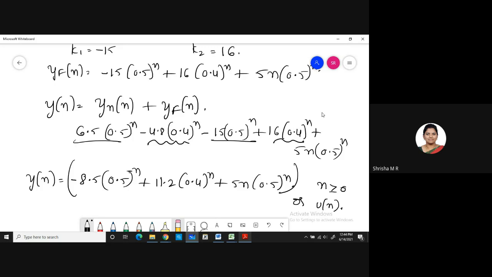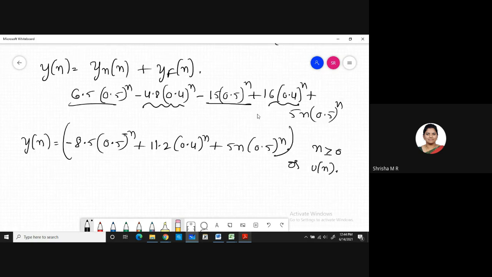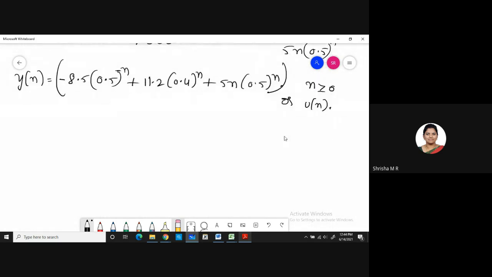Okay, one more problem I'll give you as homework, you try that. So that's all for difference equations. You have to solve like this. Both are the same. You have to find the total response by finding natural, particular, and forced response. You take down this problem and try solving.